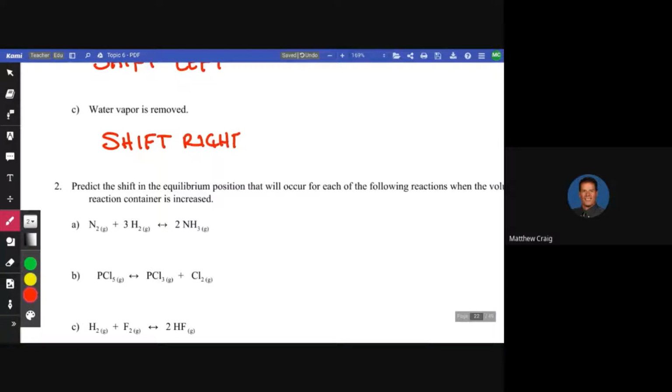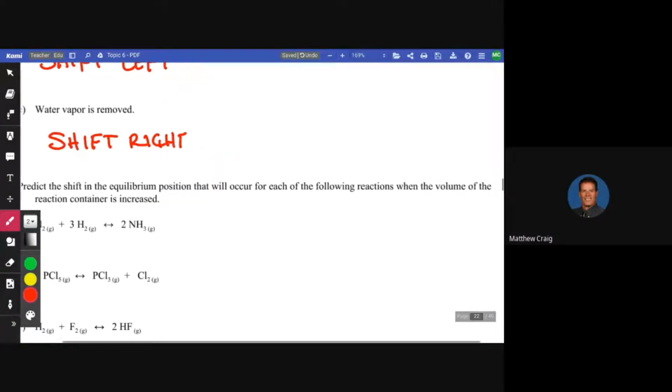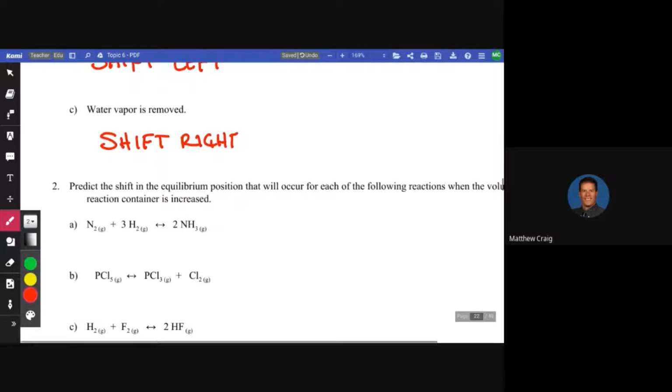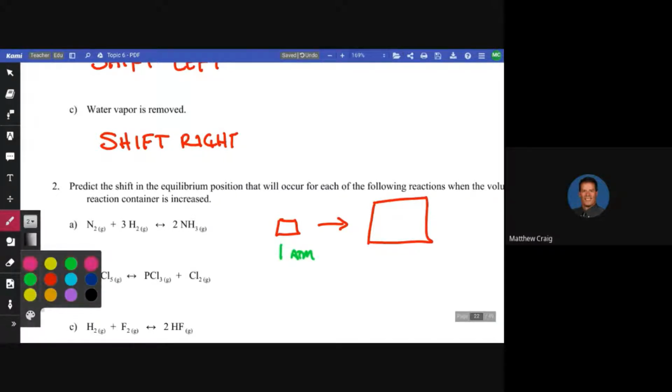All right, number 2, predict the shift in the equilibrium position that will occur for each of the following reactions when the volume of the reaction container is increased. So in other words, it goes from this to that. Okay. So what's going to happen? Let's say that we're at 1 atmosphere here and we have X number of particles. As soon as the container gets larger, we're still going to have X number of particles, but the number of collisions along the wall are going to be a lot less because they have to travel farther. There's a greater volume that they're actually occupying.